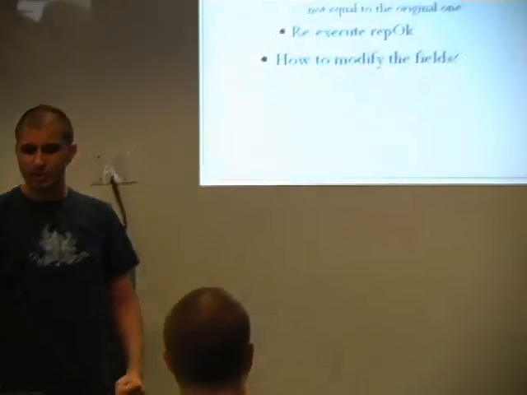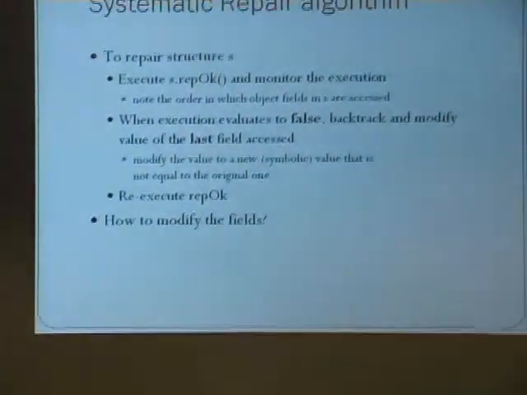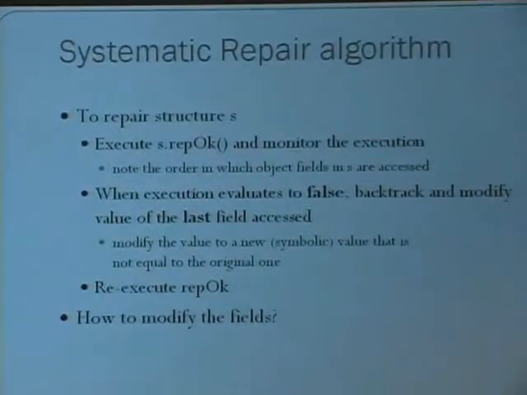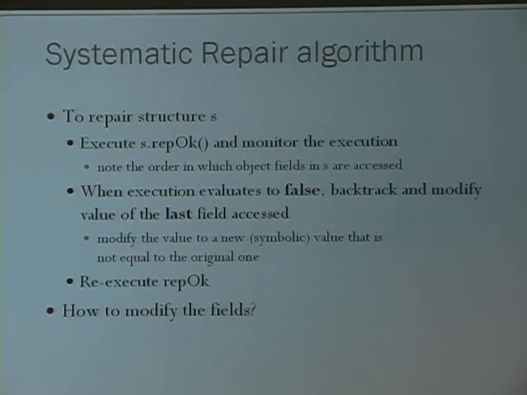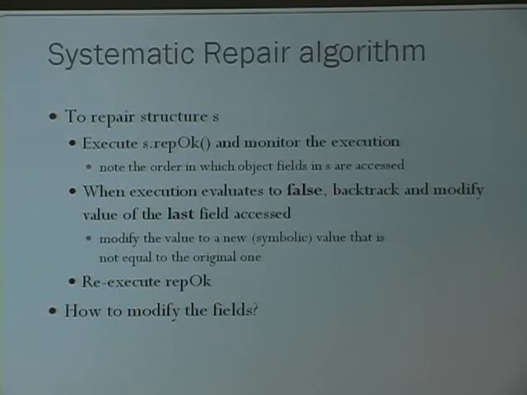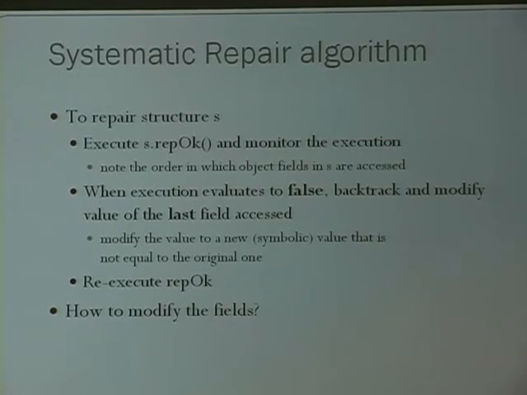A systematic search. Now, to repair a structure s, we first execute repOK. We need to see if maybe the structure is OK. So repOK will tell us if the structure is fine or faulty. We execute repOK, and we monitor how we are accessing the fields. Once repOK returns false, then most probably a field is corrupt, and we need to repair it. Now, how do we repair this field? We look at the last field that we visited, and we modify it. We modify it and re-execute repOK until repOK returns true.